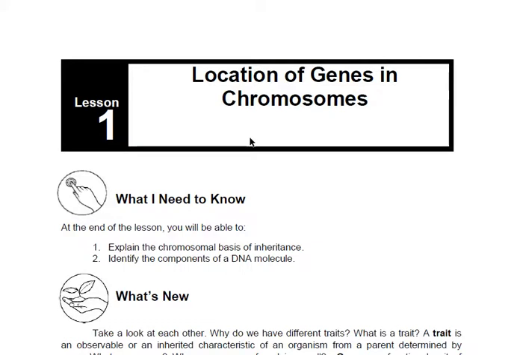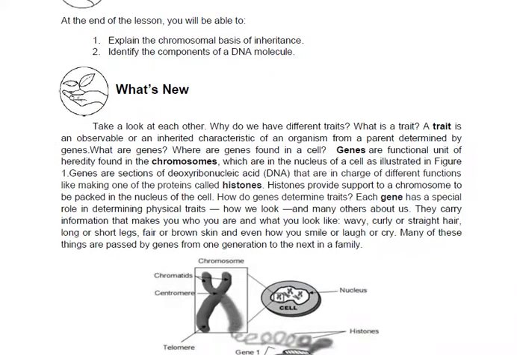Alright, for this lesson, you will be able to explain the chromosomal basis of inheritance and identify the components of a DNA molecule. So you have to read Lesson 1. Here you read about what's new. It says here, unsa man ang traits, no?